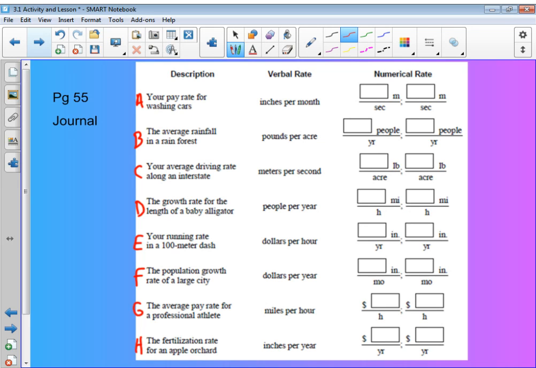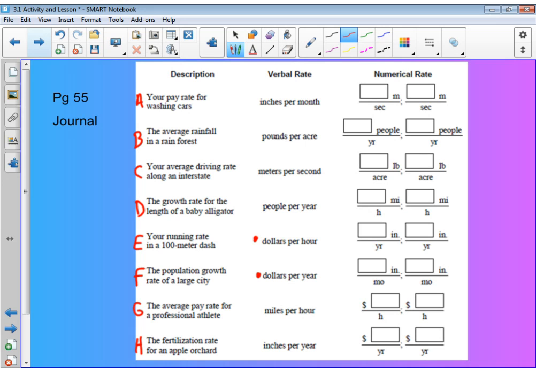For our first description, we have your pay rate for washing cars. Pay rate is going to involve money, so as we look through our verbal rates, we need to find one that involves money. Here I've got one that has dollars per hour. I also have another one that says dollars per year. Thinking about washing cars, do you think we would get paid in dollars per hour or dollars per year? Well, we're going to do dollars per hour.